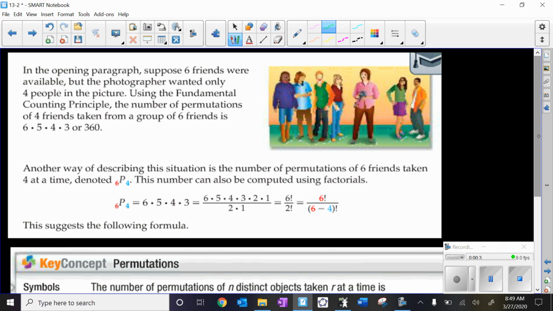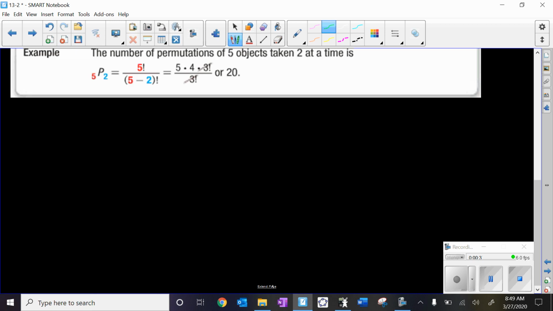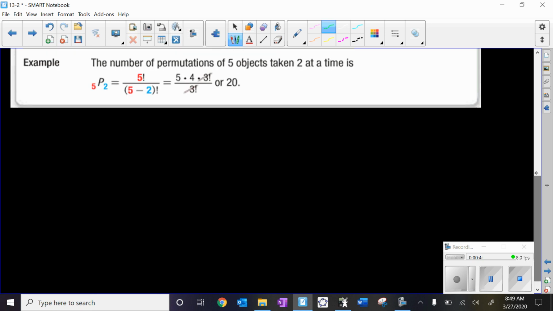Okay, if I am talking about having 6 people and I want to only take 4 of them, we would say that to find the total number of people for that scenario would be, there are 6 options to choose from first. There would be 5 options to choose in the second spot, 4 options to take in the third spot, and, excuse me, not 2, it would be 3 options to take in the fourth spot. Okay? So that would be how we would represent choosing 4 people to be in the photograph.